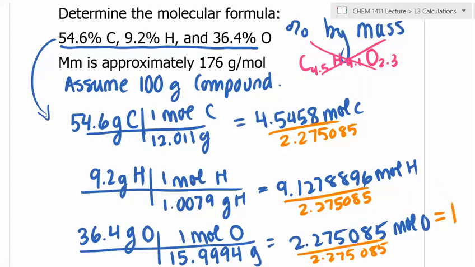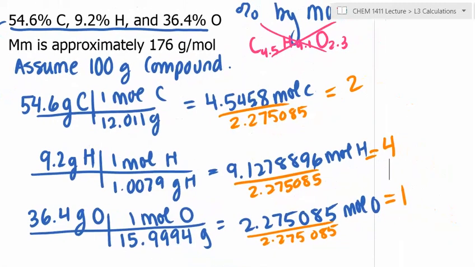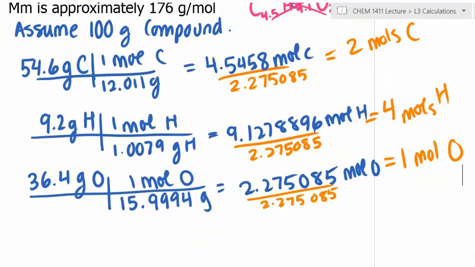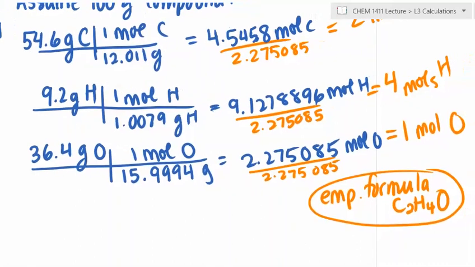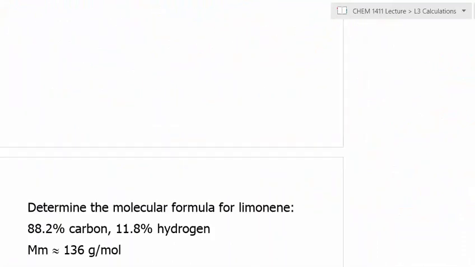Okay, that makes this one 1, this one 2, and this one comes out to about 4. So there's our mole to mole to mole ratio. So our empirical formula is C2H4O. Okay, but that's not what we were asked for. We were asked for the molecular formula.